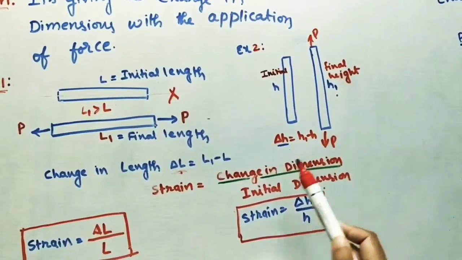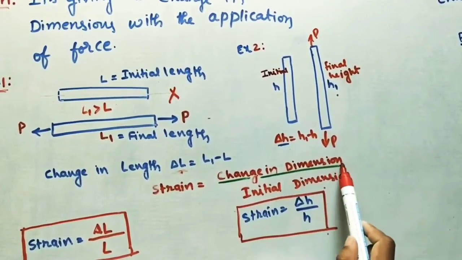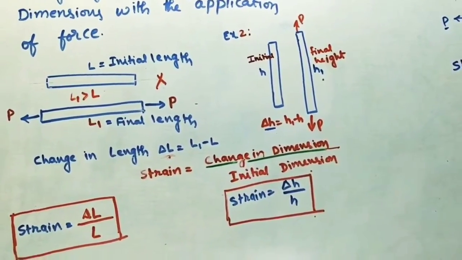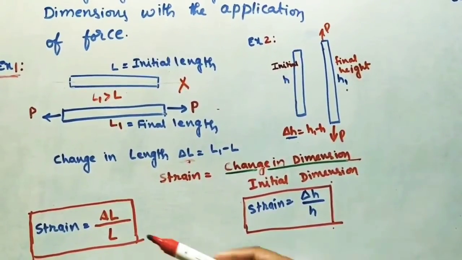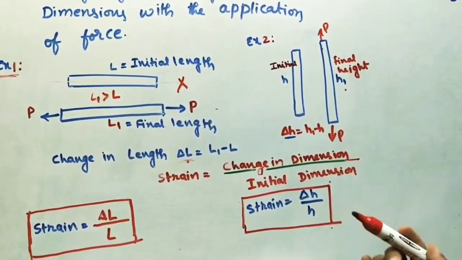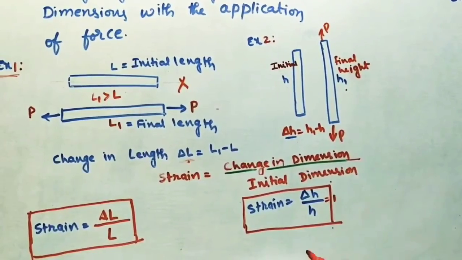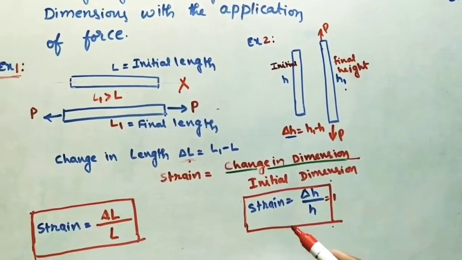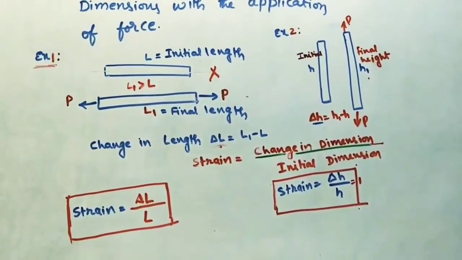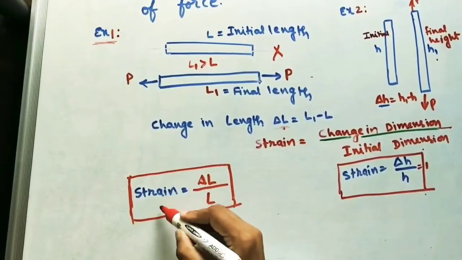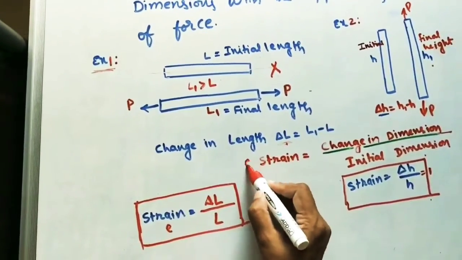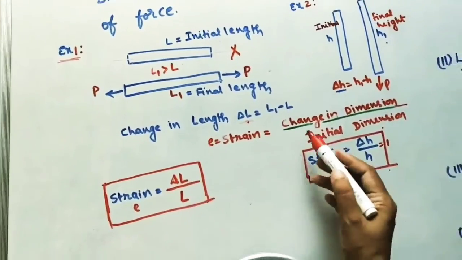So whatever the taken axis, along that axis how much change in dimension is coming relative to the initial dimension, this ratio is called strain. If you are taking the units, this is length and this is length, this is height and this is height, so we are getting 1, it has no dimension. Strain has no dimension, it is a dimensionless quantity. The symbol we are using for strain is small e, and we can write e is equal to change in dimension to the initial dimension.